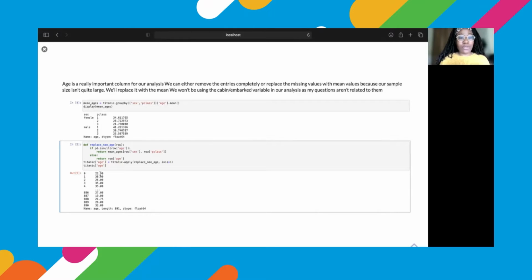Okay, so I've run the code, and you can see, for example, here for entry 888, that it's 21.75, and this is relating to 21.75 for these females in the third class. The reason I know this is because I know what the associating variables are in regards to sex and passenger class, so I can easily tell.